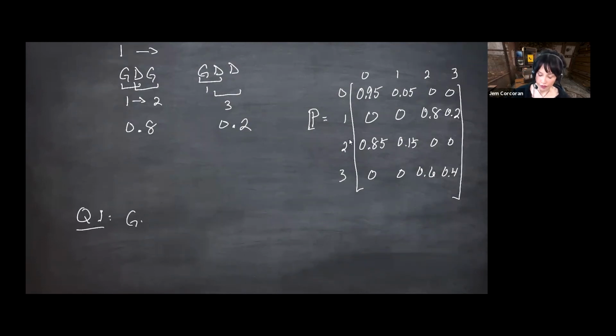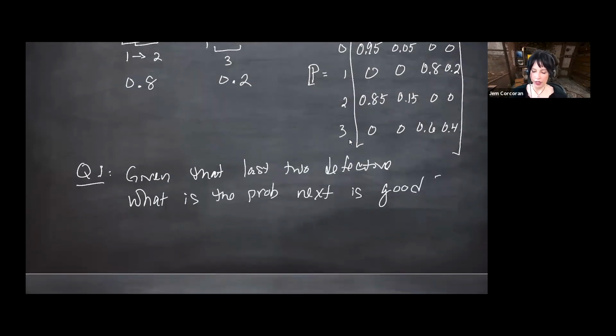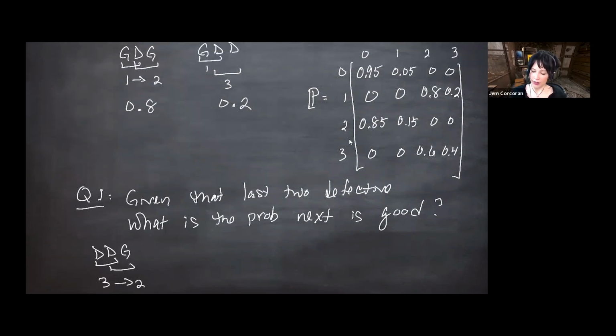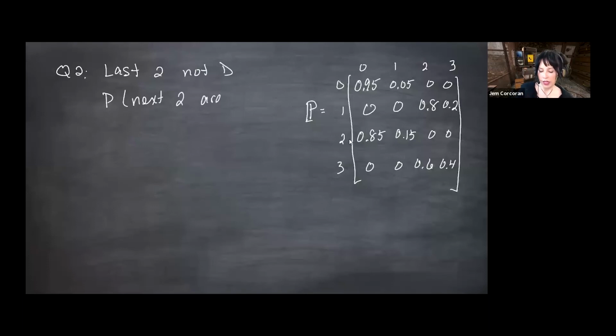Question 1: given that the last two were defective, what is the probability that the next one is good? This is something you can just read off the matrix, because we're going from defective, defective into defective, good. So that is 3 to 2, and you can just grab it off the matrix. The answer is 0.6. Not interesting. Let me do another one that is probably also not interesting. Question 2: I'm given that the last two are not defective. What is the probability the next two are good?